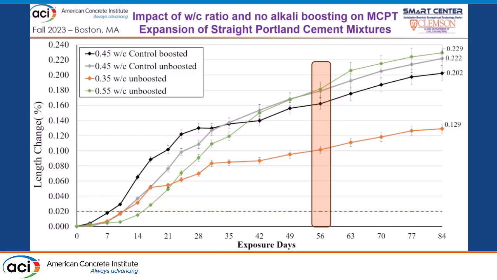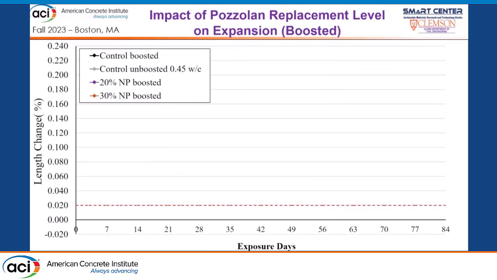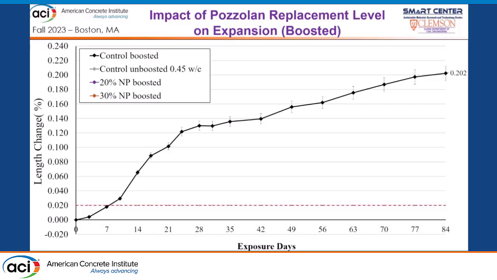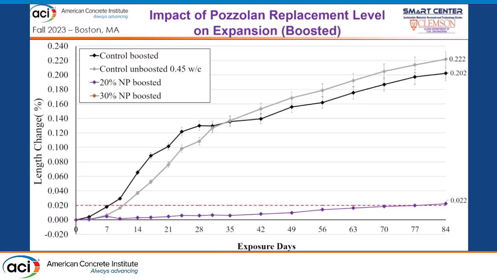But at 56 days, if you look at the expansion thresholds, all of them have clearly failed. So simply using water cement ratio is not going to really make a difference at all. If you look at pozzolan replacement levels, that is either 20 and 30% with boosted alkali levels, you'll notice that this is the control, the MCPT, standard boosted, and that is the unboosted 0.45. But the 20% natural pozzolan, even with boosted or 30%, they are significantly lower expansion. Even with, this is a natural pozzolan with over 6% alkali levels.